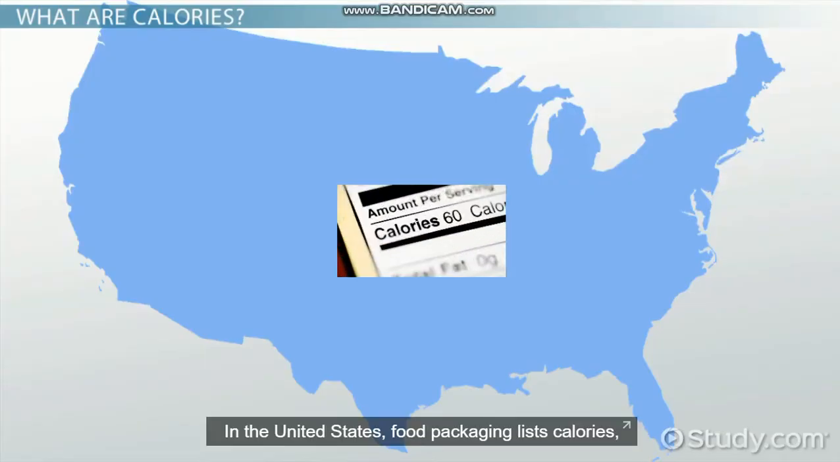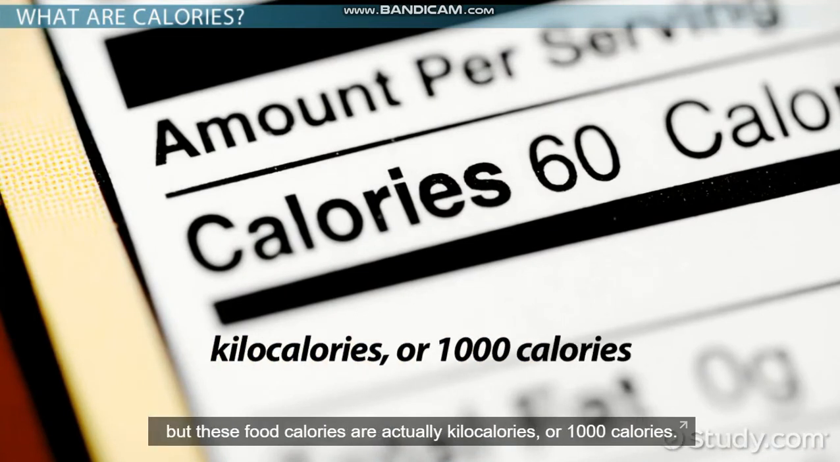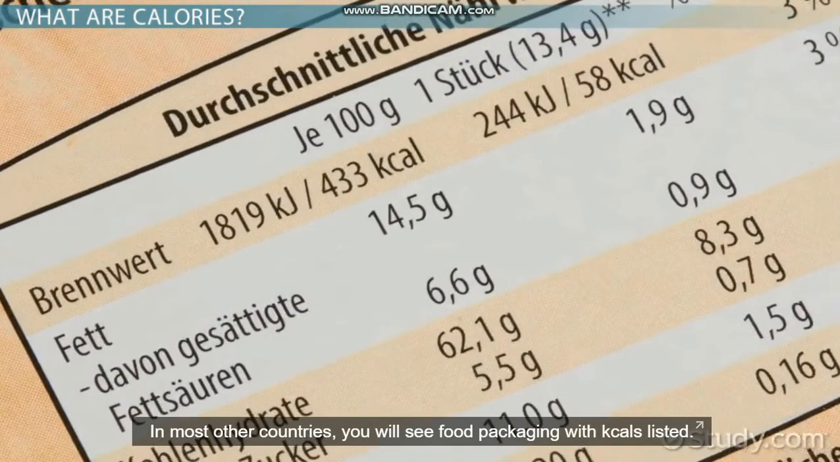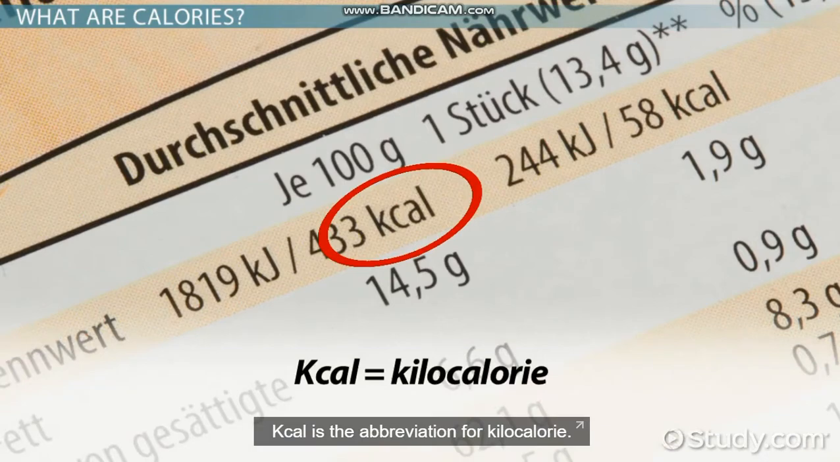In the United States, food packaging lists calories, but these food calories are actually kilocalories, or 1,000 calories. In most other countries, you will see food packaging with kcals listed. Kcal is the abbreviation for kilocalorie.